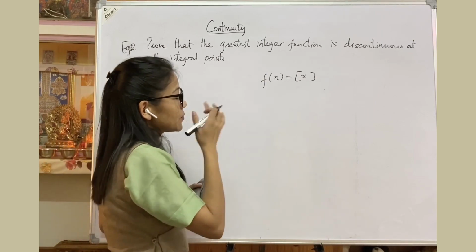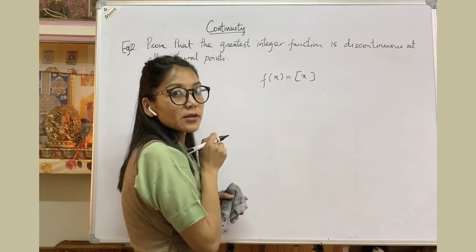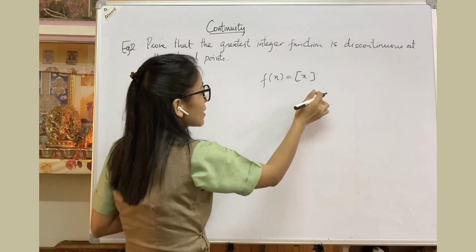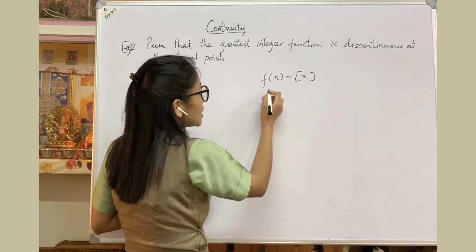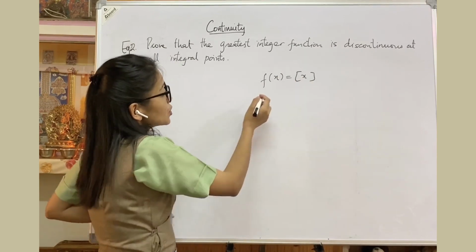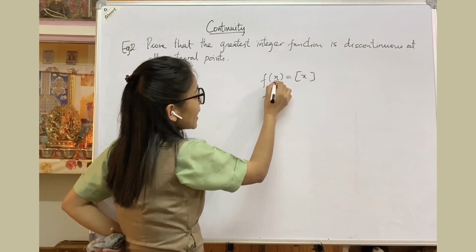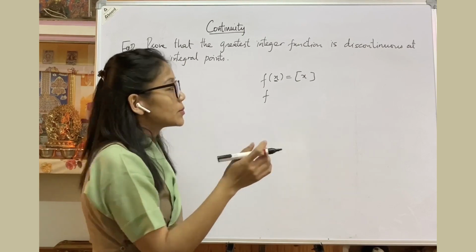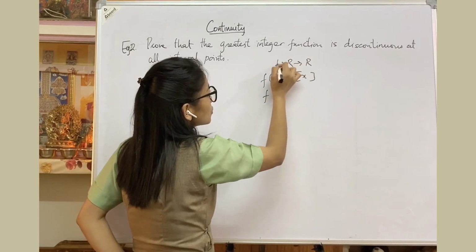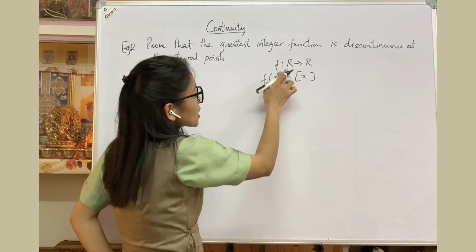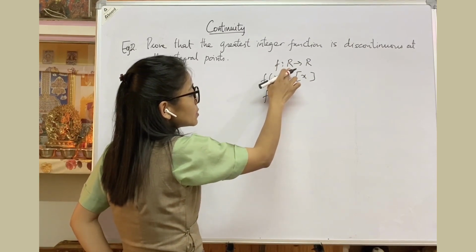If we quickly recall, what do we mean by the greatest integer function? Some of you may have forgotten, so I will quickly revise this. If you take x, this x is any real number. For the greatest integer function, our function is from the set of real numbers to real numbers. This is fixed, so you can take any real number.